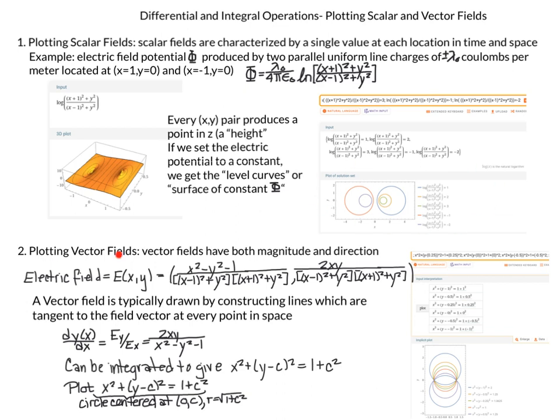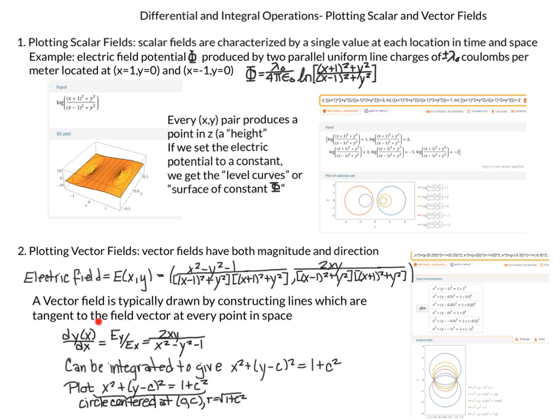Plotting vector fields. When you have a vector field, you take in two variables, x and y, and you get another vector, a vector that has magnitude and direction. So here you have your x-coordinate, your y-coordinate, and for this book, we're going to draw vector fields by drawing lines which are tangent to the field vector at every point in space.